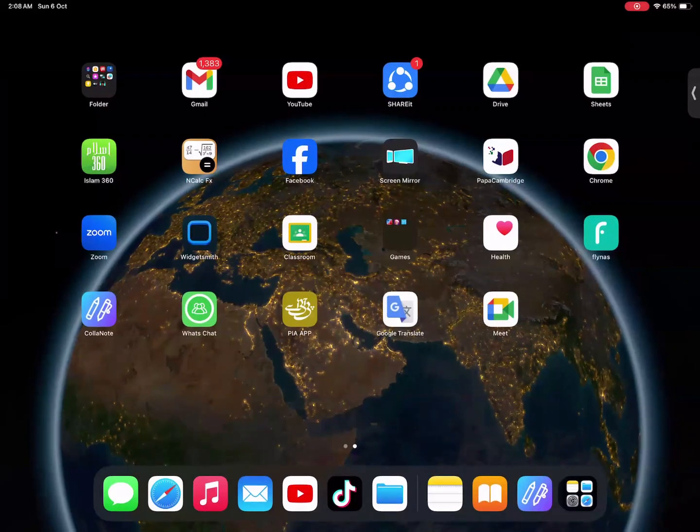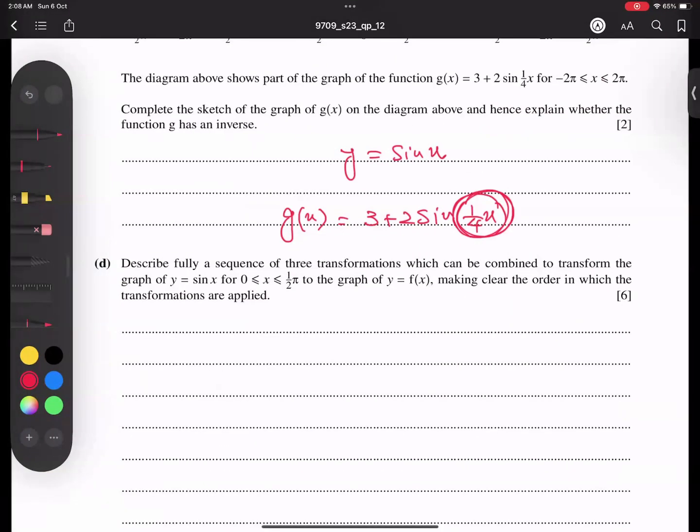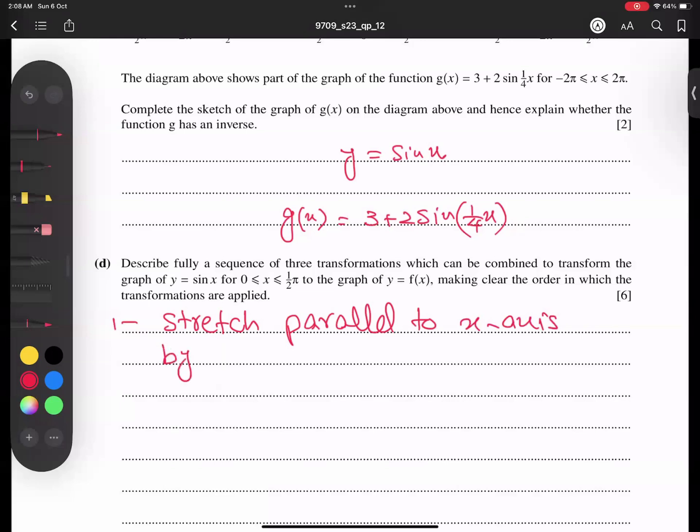So let's start. So what I can say here, students, so I write number 1. So it is stretch parallel to x-axis by factor. You write full factor word or stretch factor, same thing. Factor, because it's 1 by 4, make it reciprocal, it give you 4.